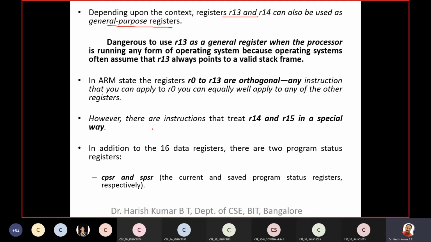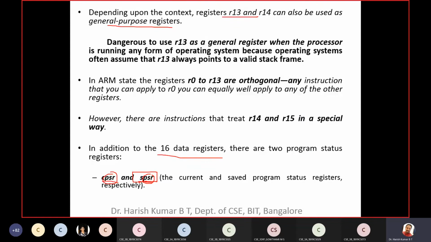Okay. And in addition to the 16 data registers, which we mentioned as R0 to R15, there are two program status registers, or you can also call them processor status registers. They are the current program status register and the saved program status register. You can short form call it SPSR. So I prefer calling this PSR, program status register, and this one I call the current program status register. Or else if you would like to call it SPSR, no problem. So these are the status registers.